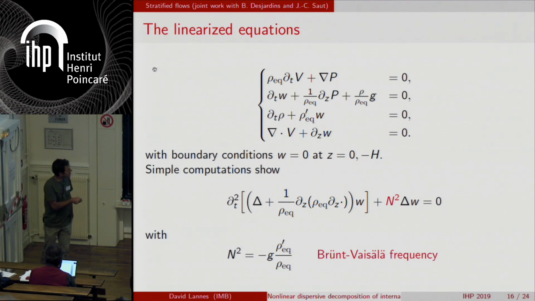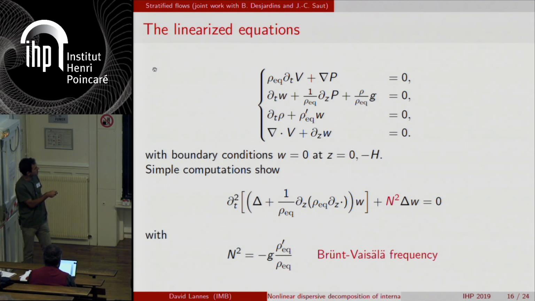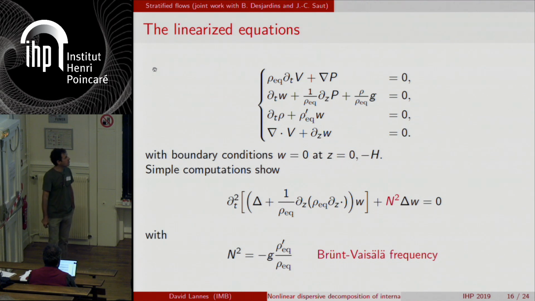And this quantity n square is called the Brunt-Väisälä frequency. It's given by minus g, rho equilibrium prime over rho equilibrium. So this is positive under the assumption that the density increases when you go down into the fluid. So you have a stable stratification, which means that rho prime ec is negative. So this is a positive quantity. If you want to solve this equation, it's a bit complicated because this coefficient in general depends on z, on the vertical variable. This depends on z, this depends on z. And here you also have variable coefficients.